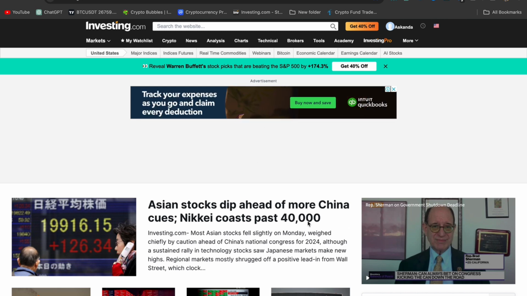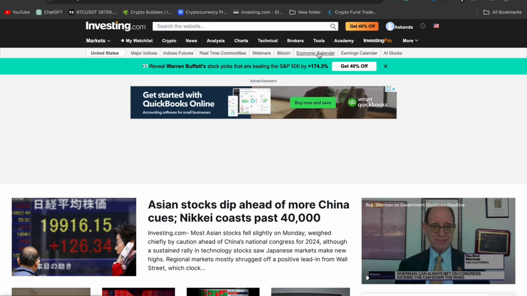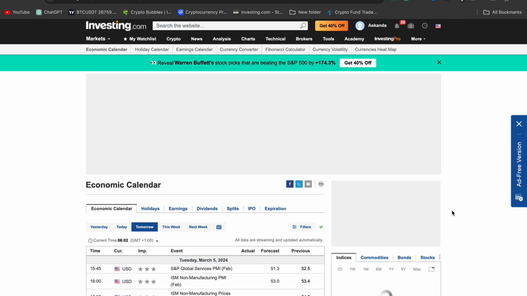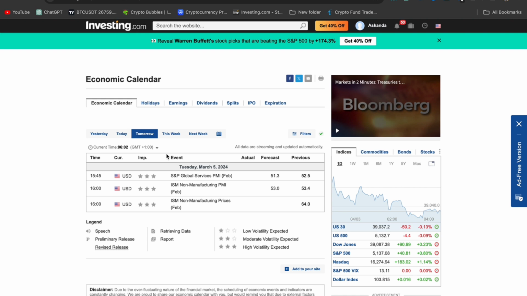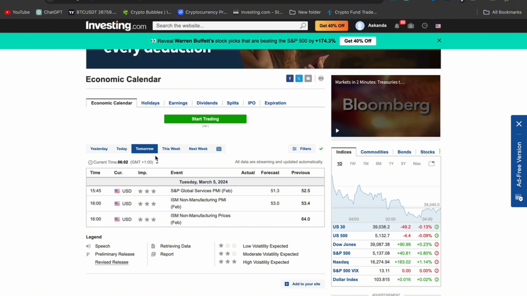Okay, so what we can do is we'll go to investing.com, then we go to economic calendar. When you go to economic calendar here, check the top right hand side. You can see economic calendar, right? So you click on it. So when you click on it now, you can see what we call today. So today's date is 4th March. Today's date is 4th March.